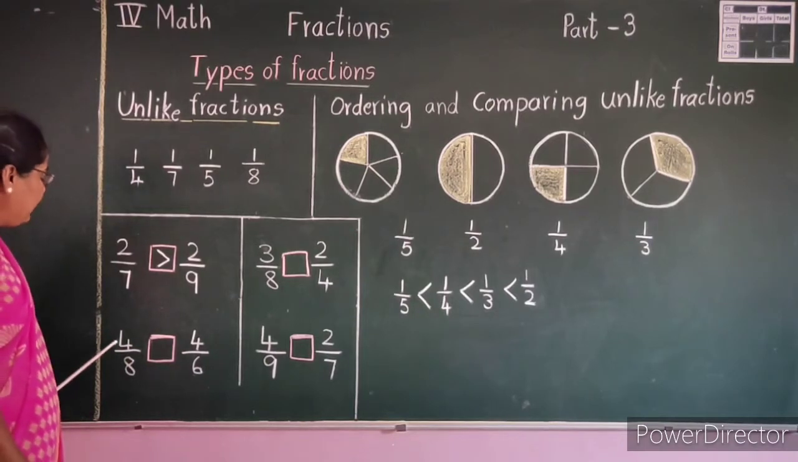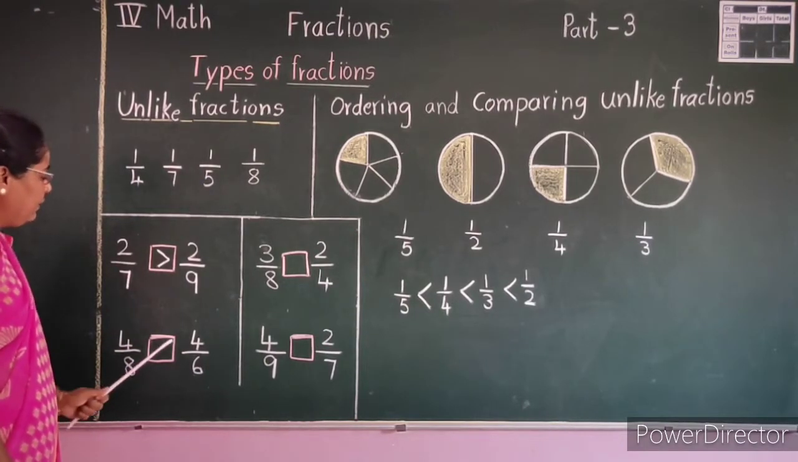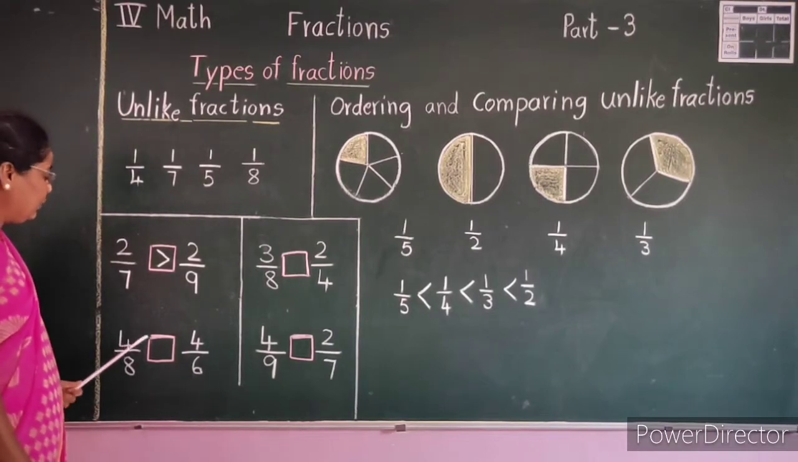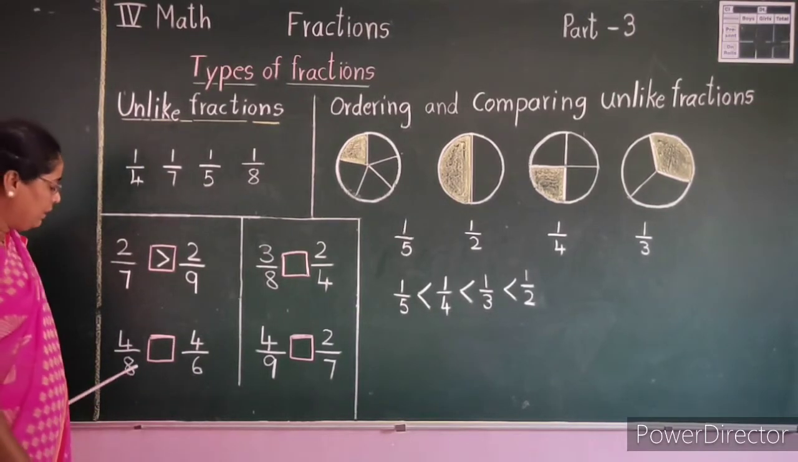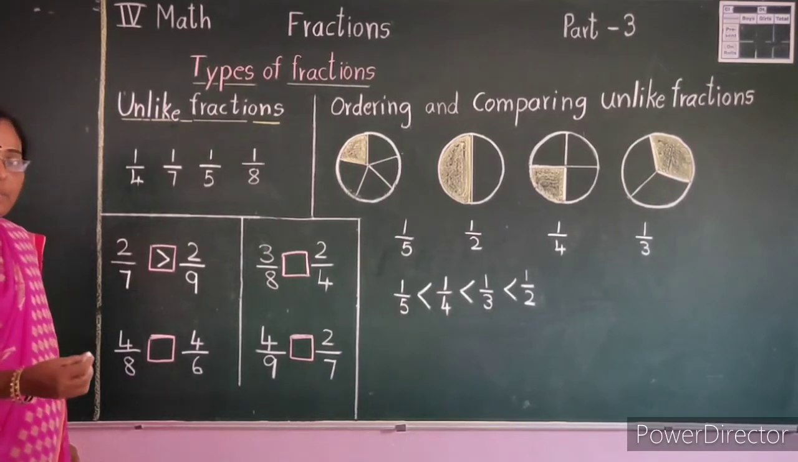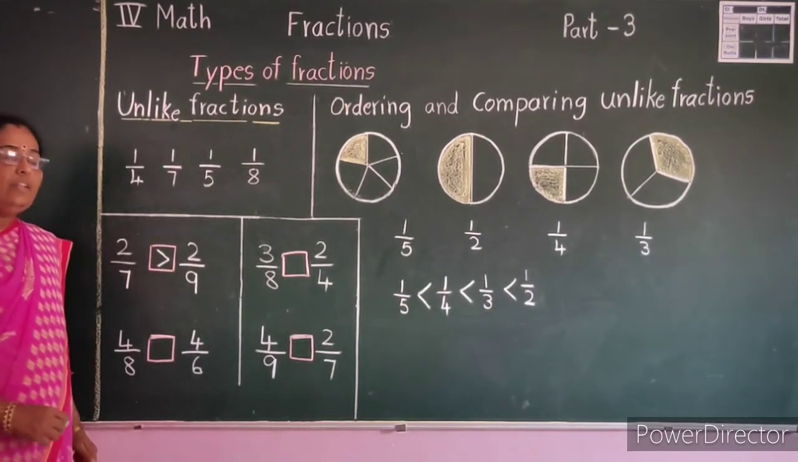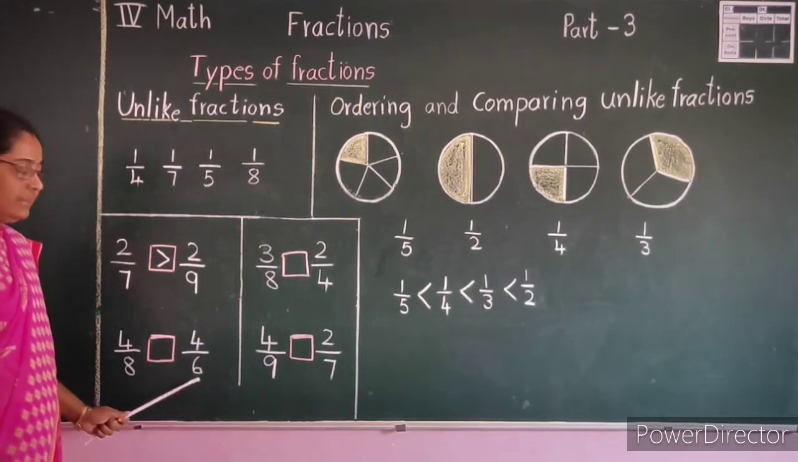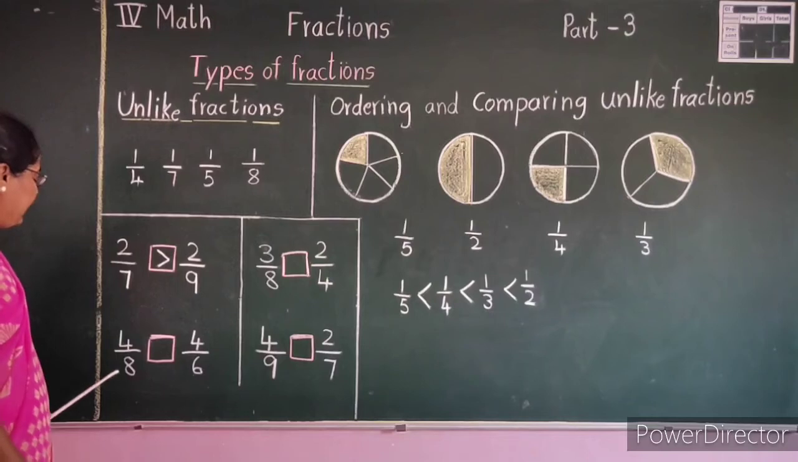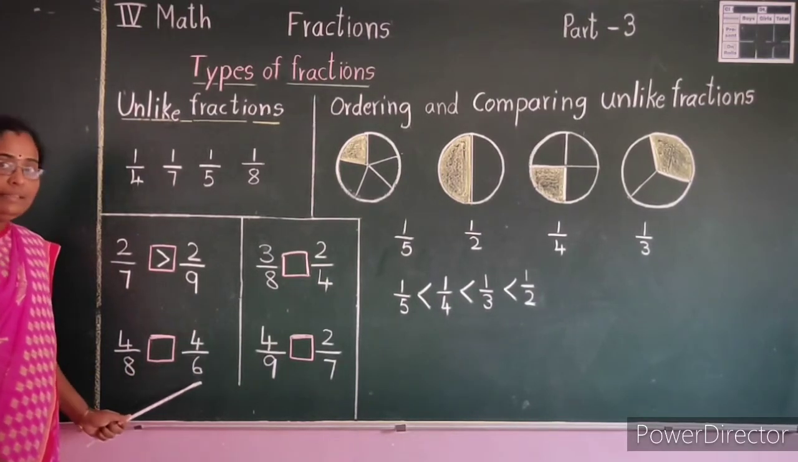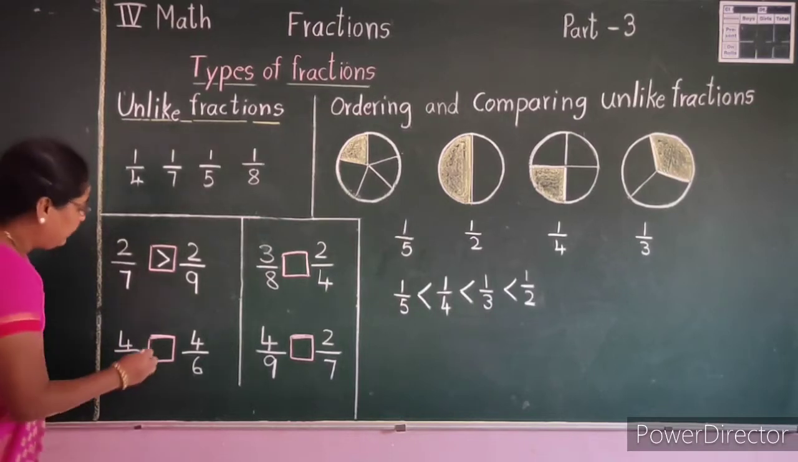One more example, 4 by 8 and 4 by 6. Here also the numerators are the same. Compare the denominators. The greater the denominator, the smaller the fraction. Here 8 is greater than 6. So 4 by 8 is less than 4 by 6.